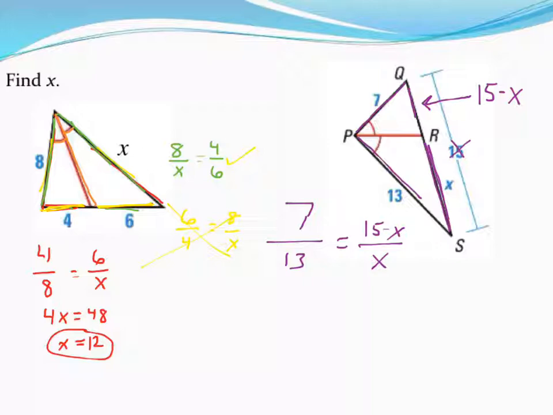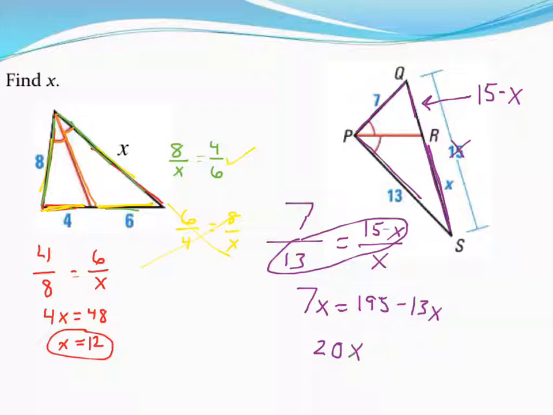So once I have this set up, again, there are many other proportions we could write, but I'm going to choose to use this one. Let's go ahead and solve this by cross multiplying. So I get 7x is equal to, and when you cross multiply this way, just be sure you distribute. 13 times 15 is 195, and then minus 13x. I'm going to add 13x to both sides to solve this, so 20x is equal to 195, and if I finish by dividing both sides by 20, I come up with a value of 9.75.